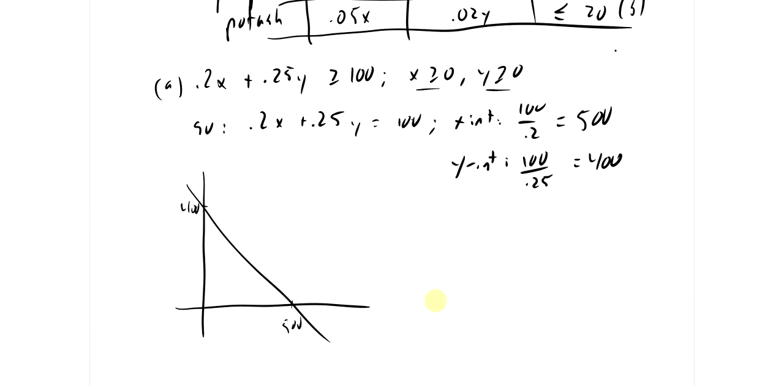Which side do we want? Well, what's our test point? I usually take, if the origin is not on the line, 0, 0 as my test point. Take that, plug it into here. 0.2 times 0 plus 0.25 times 0. Well, that equals 0. And that's actually less than 100. So 0, 0, the origin is on the less than side of the line. Well, we don't want the less than side. We want the greater than or equal side.